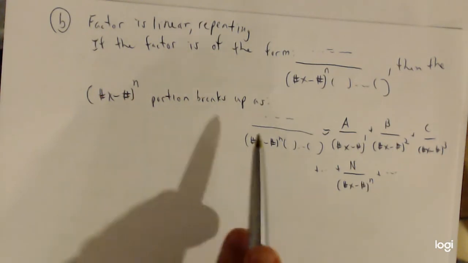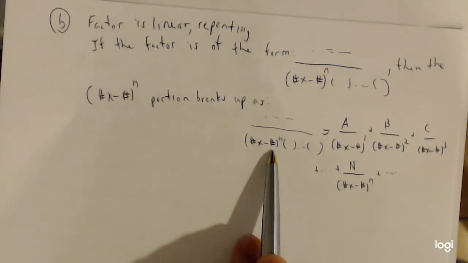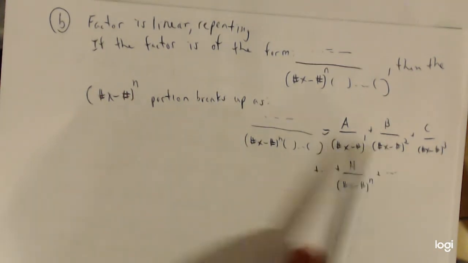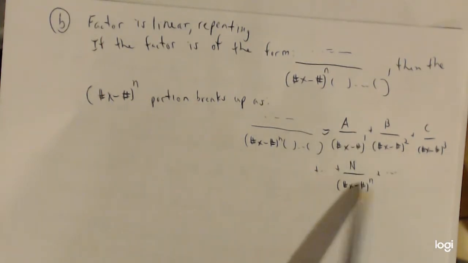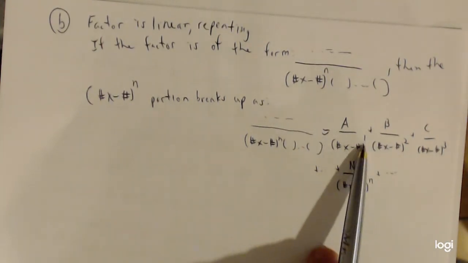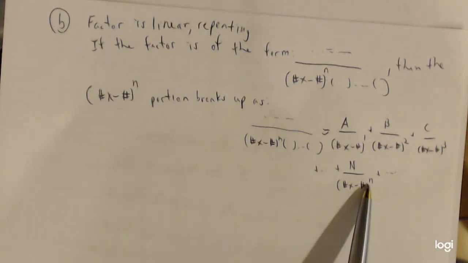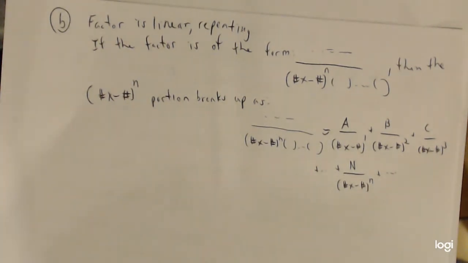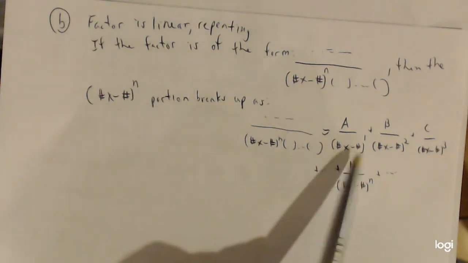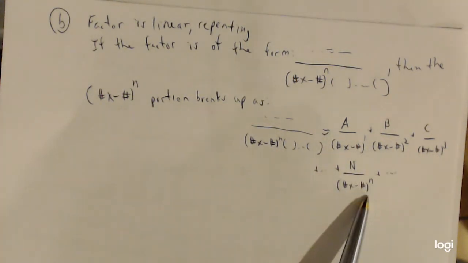But notice what happened. This repeating factor, what did I do? I wrote that factor n times. I started with the power of 1, 2, 3, and then every time I went, I increased the power by 1 until I got to the power of n. Now, a lot of times I get asked the question, well, why are we writing this over and over until we get to n?